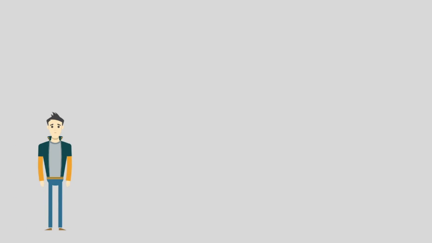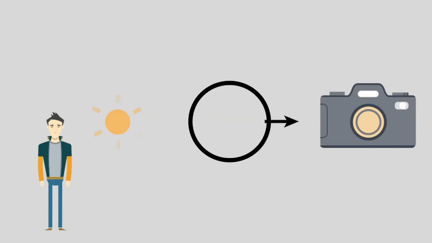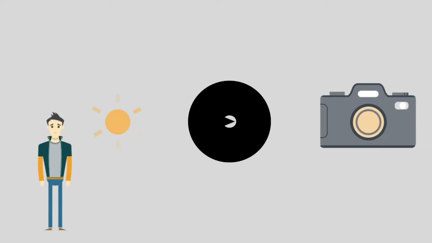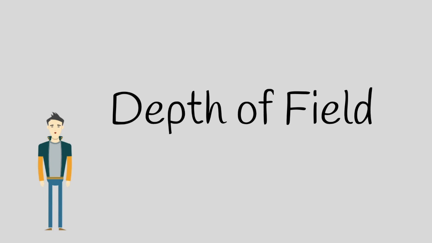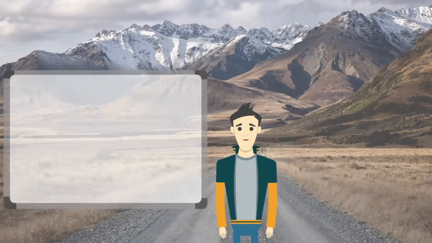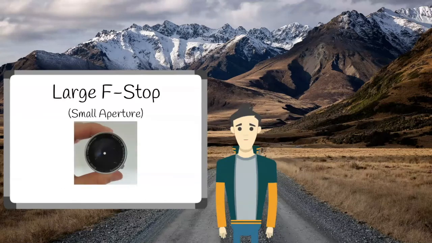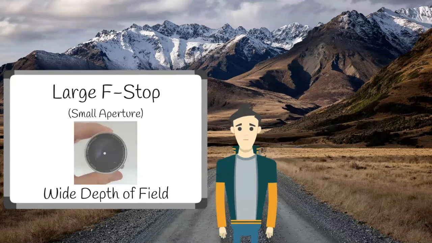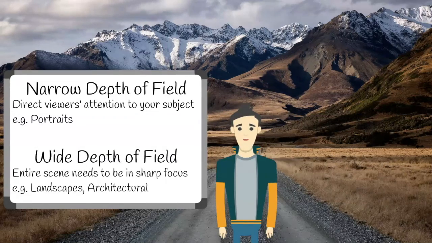Let's recap. The aperture is an opening in the lens that lets light into the camera. We can control the size of the aperture to allow more or less light in. The aperture also controls how much of the photograph will be in focus. This is called the depth of field. A small f-stop number results in a narrow depth of field, while a large f-stop number will give a wide depth of field. Depending on the type of photograph you are taking, you can decide how narrow or wide the depth of field should be.